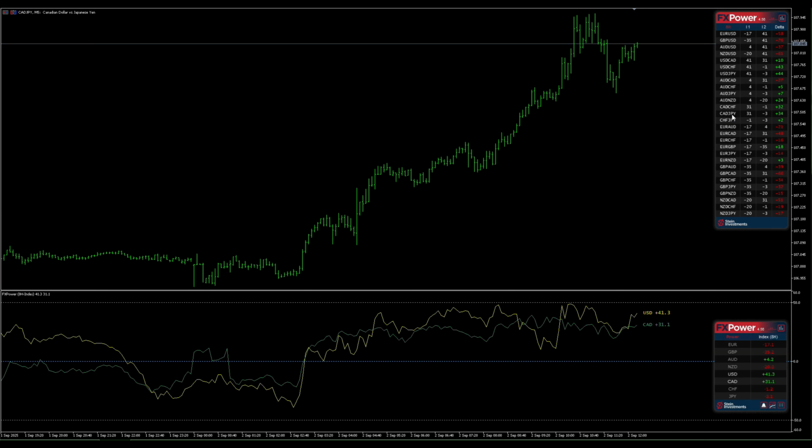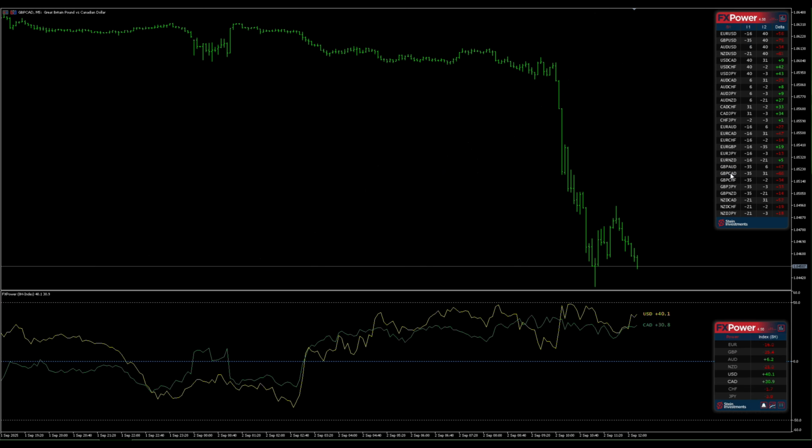Just a few more examples. Canadian dollar yen moved amazing to the upside. What else do we have against the Canadian here? British pound against the Canadian dropped amazing. But what you can also see here is that we found some first bottom, which is currently retested here.